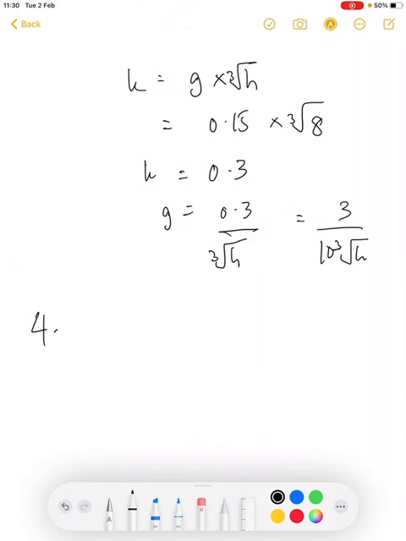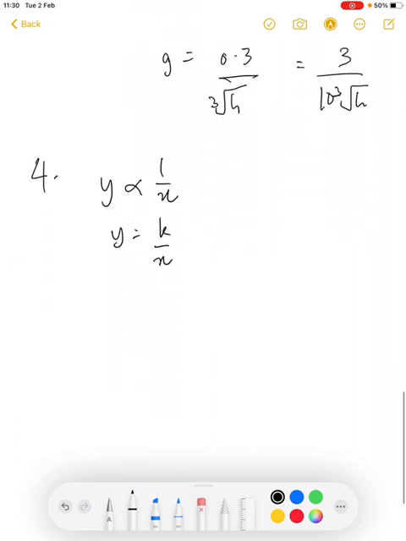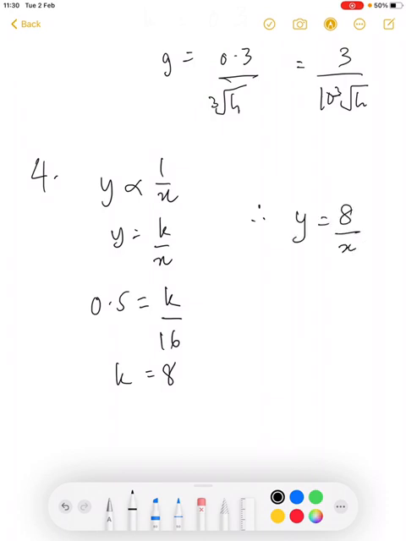Number 4. Calculate the value of y when x equals 0.04. y varies inversely as x, so y equals k over x. y equals 0.5 when x equals 16, so k equals 8. So y equals 8 over x, y equals 8 over 0.04, equals 200.